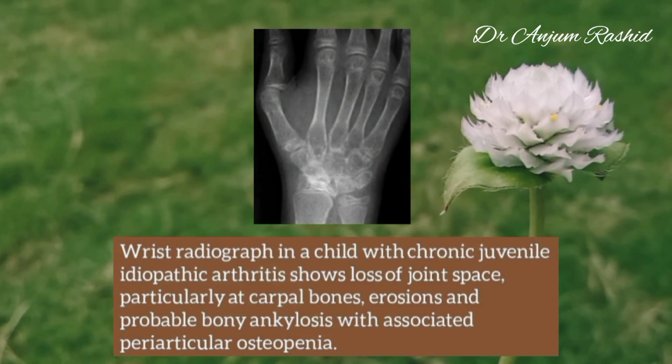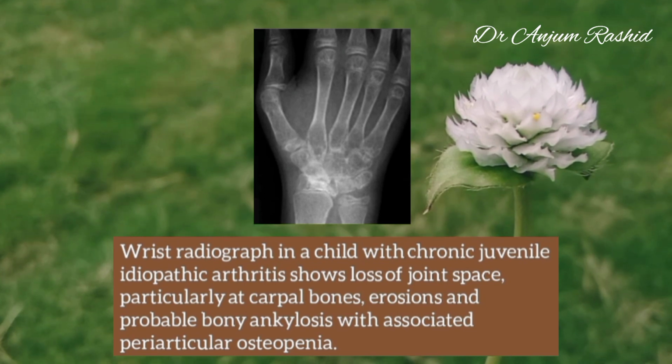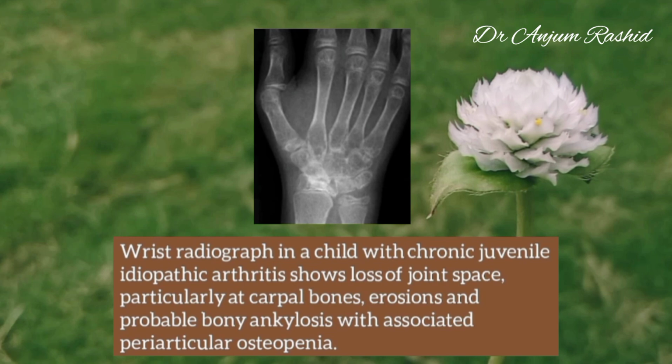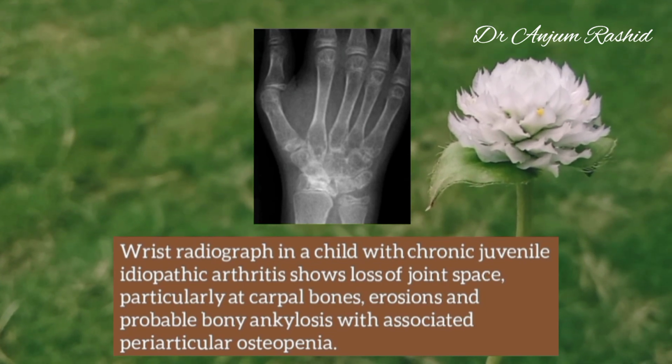Now, wrist radiograph in a child with chronic juvenile idiopathic arthritis. There is loss of joint space, particularly at the carpal bones, erosion and probably bony ankylosis with associated periarticular osteopenia.